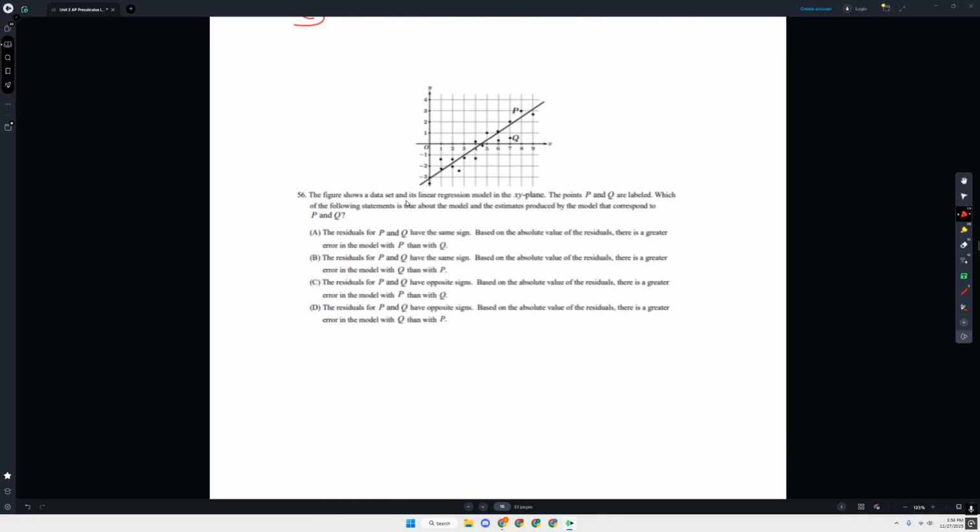From there, we would see that this one says P and Q are labeled and asks what's true about P and Q. We see that they have different signs because they're on opposite sides of the predicted value. So we know it's not A or B. And then from C and D, we're looking for the absolute value, which is the distance from the regression, which would be Q is the greatest. So it would be D.